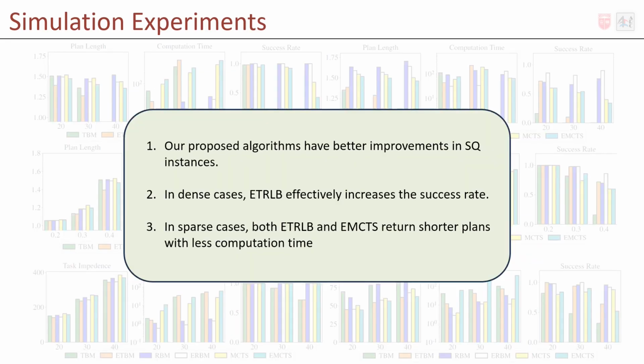We conduct extensive experiments, and here are some takeaway conclusions. First, our proposed algorithms have better improvements in SQ instances than rand instances, because SQ instances have more diverse object shape and size. Second, in difficult cases, ETRLB effectively increases the success rates. Finally, both methods are more efficient than baseline in the sparse SQ instances as well.